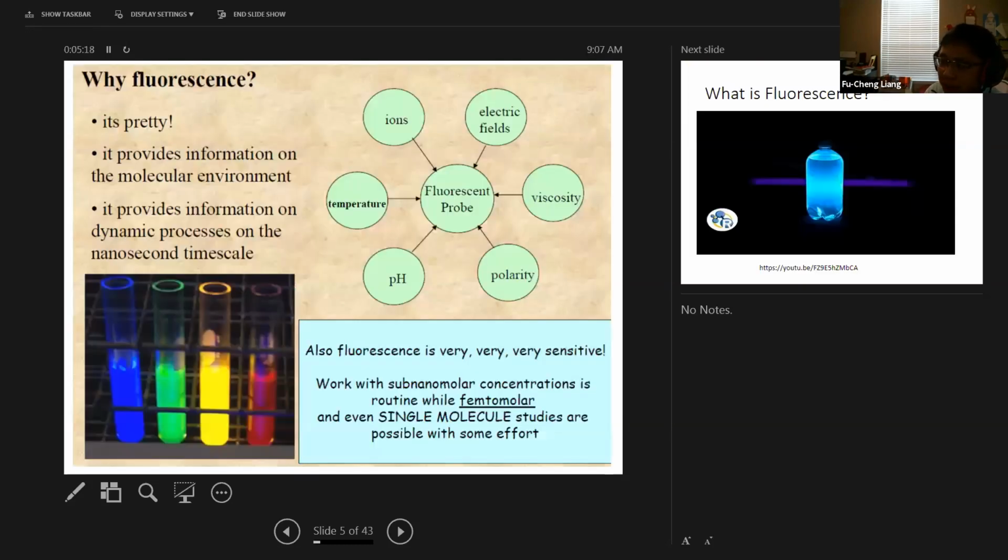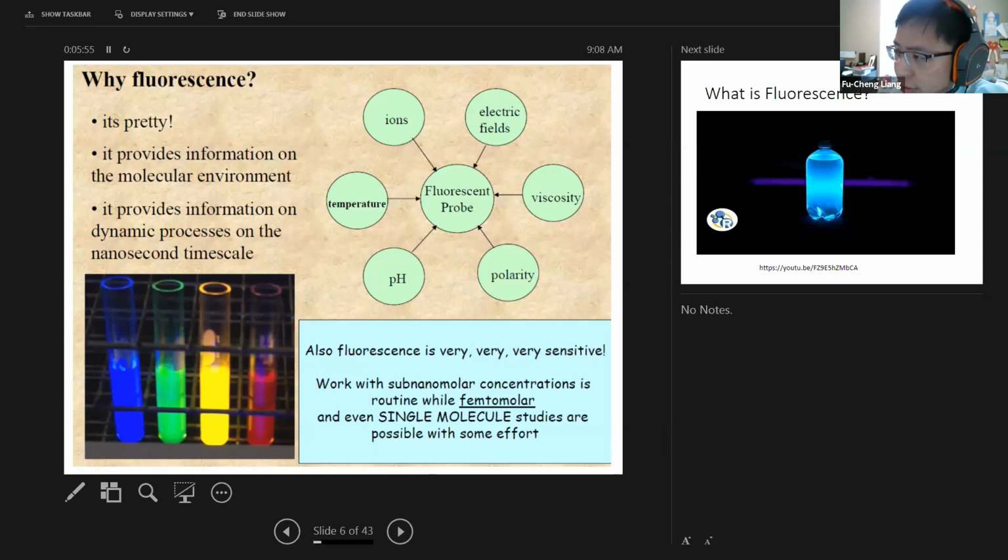And why do we want to study fluorescence? You may be wondering why. Because it's pretty, as you know, with different colors. You can see the test tubes in different colors, and that's why it's very easy for chemists to observe. So basically, it's pretty, and it also provides information on the molecular environment. We will see later on that fluorescence is highly environment sensitive. It is very sensitive to the ion concentration, or to the electric field, and also to viscosity, polarity, pH, and temperature. So scientists can use fluorescence as a way to monitor environmental change.